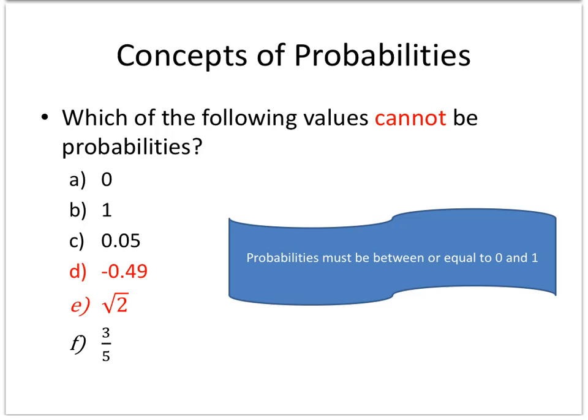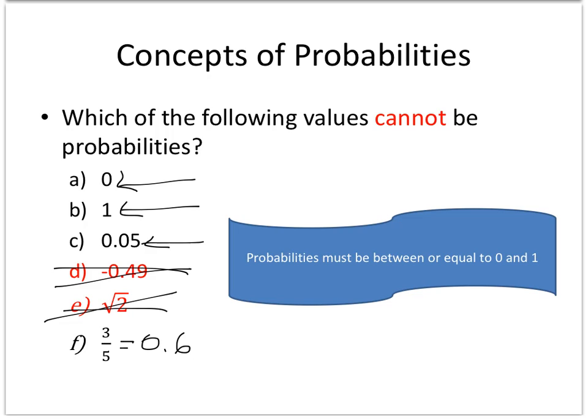In this case, probabilities cannot be negative. And if you take the square root of 2, you'll see that that's a number larger than 1, so that cannot be a probability either. It can be a 0, it can be a 1. 0.05 is actually a value between 0 and 1. And 3/5, if I change to a decimal, is 0.6, which is between 0 and 1.